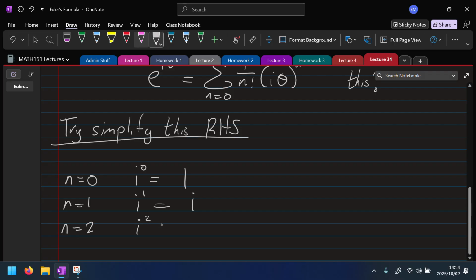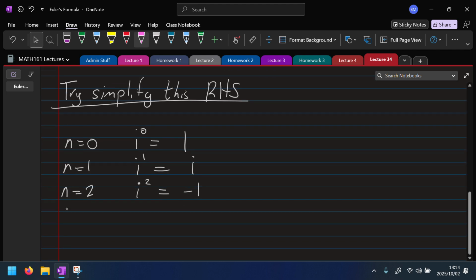Okay, what about n equals 2? So now we have i squared. What's that going to be? -1. And then n equals 3. So i cubed. So we just multiply the previous thing by i, so we get -i. We'll do one more, and then you'll see the pattern. n equals 4, i to the 4. So we multiply that previous one by i, so we get 1.